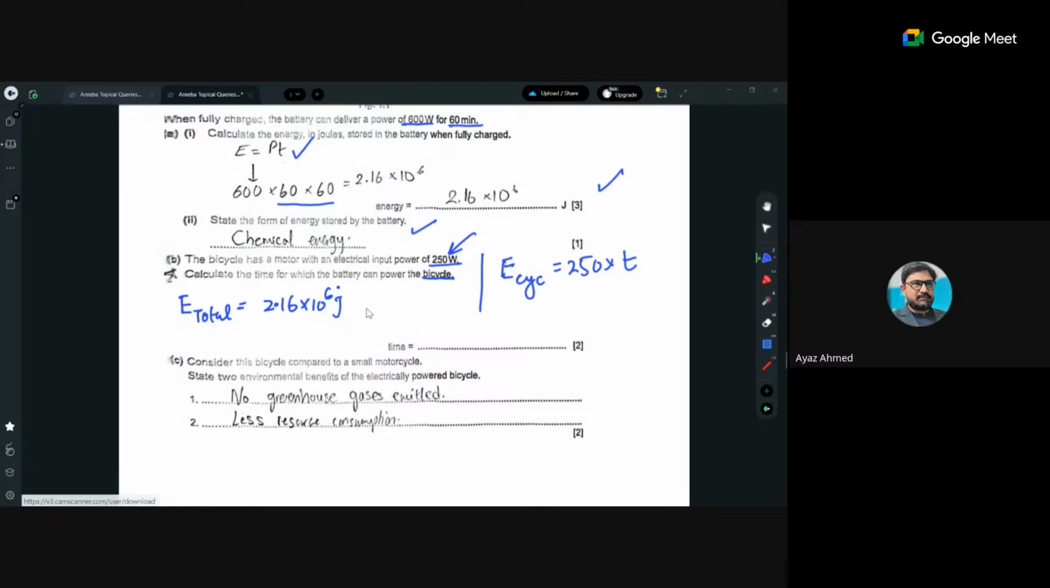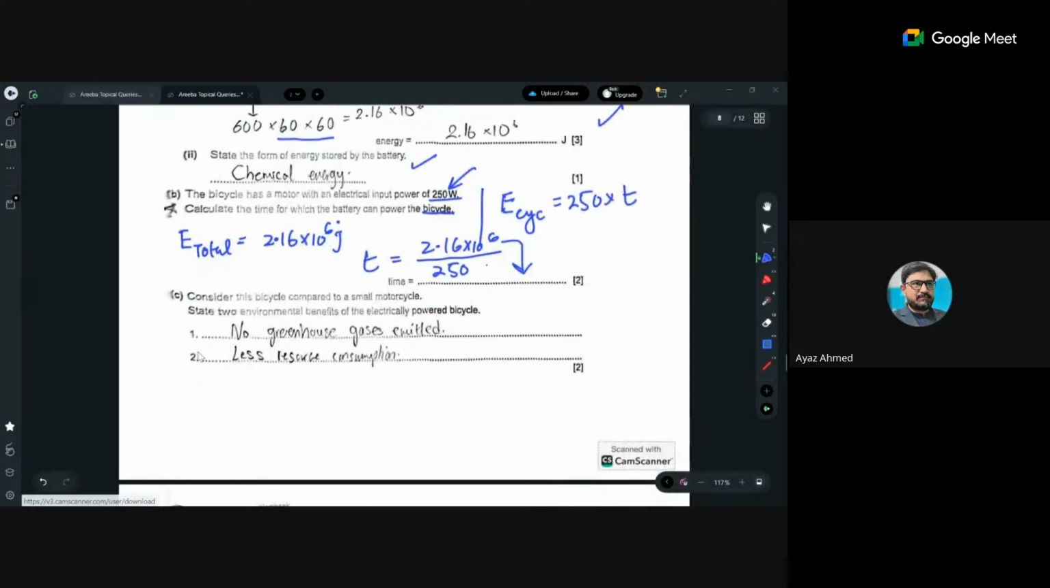So the time will be equal to 2.16 into 10 raised to power 6 divided by 250. Yes. So now you will have this answer.